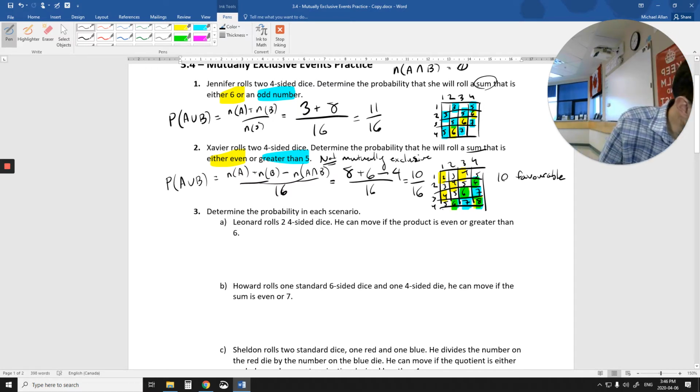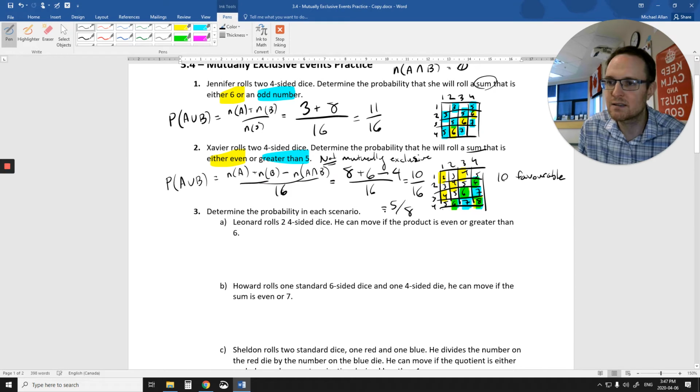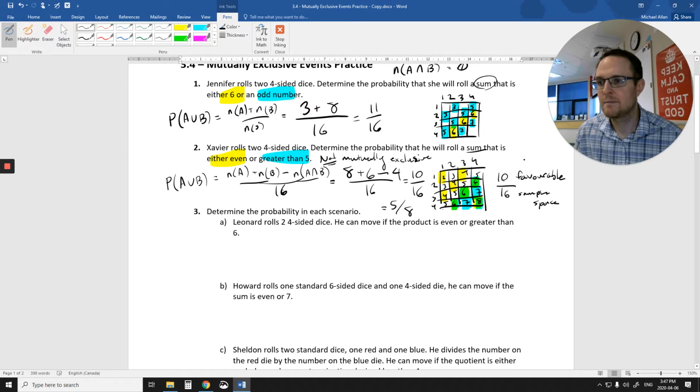10 out of 16, let me just go out of the camera here. It's 5 over 8. Put that down here, 5 over 8. There you go. You could have just done this and said divide by 16 as well, and this is the sample space at the bottom. And you get the same result. All right, I just use the formula just because I like using the formula sometimes.